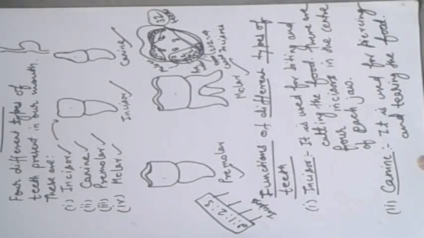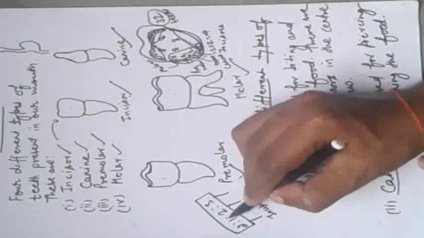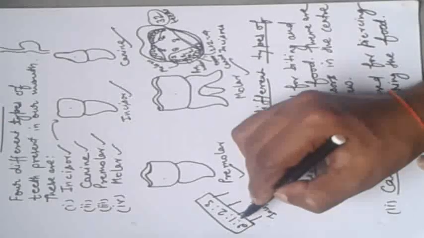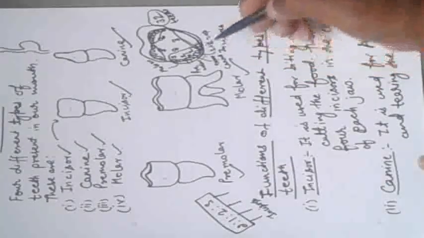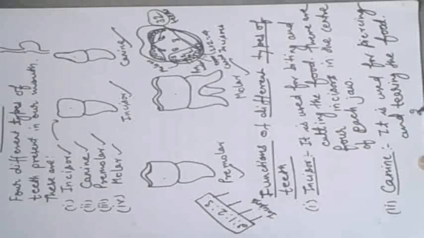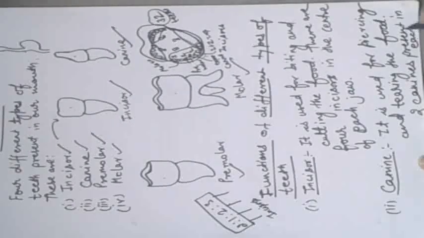How many canines are available in each jaw? In half of the jaw there is 1 canine available. If we calculate for each jaw, 1 here and another one here, 1 plus 1, there are 2 canines present in each jaw, and they are used for piercing and tearing the food.